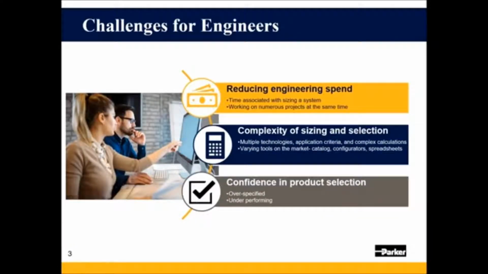In today's busy economy, corporations are consistently trying to find ways to reduce their spend. Design engineers can reduce their spend through reducing the time associated with sizing a system, in addition to working on numerous projects at the same time. Design engineers run into challenges when it comes to the complexity of sizing and selecting products. This is because they're working with a variety of different technologies, such as pneumatics and electromechanical. They have a variety of different application parameters, and they're dealing with multiple calculations to ensure that they're choosing the right product. In the end, design engineers want to feel confident in the product that they are specifying and selecting. And sometimes this leads to over-specifying a product, which can, in the end, lead to an underperforming machine.